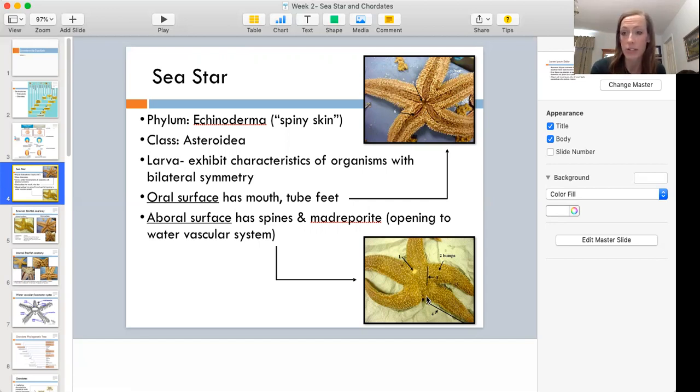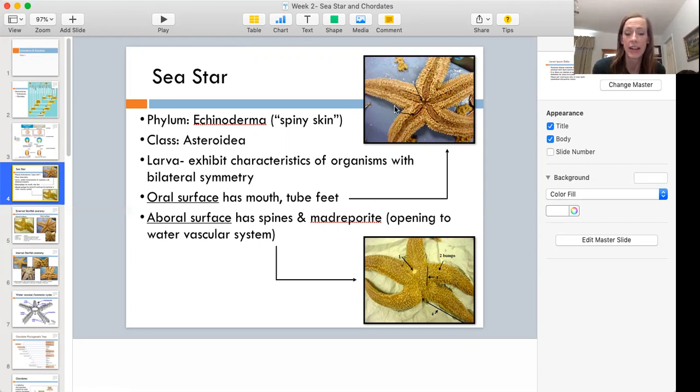It also has 3 germ layers. And so for those reasons, it's classed with the bilaterally symmetric organisms, even though as an adult, that's kind of a little unclear. So this is, like I said, our model organism for the echinoderms.